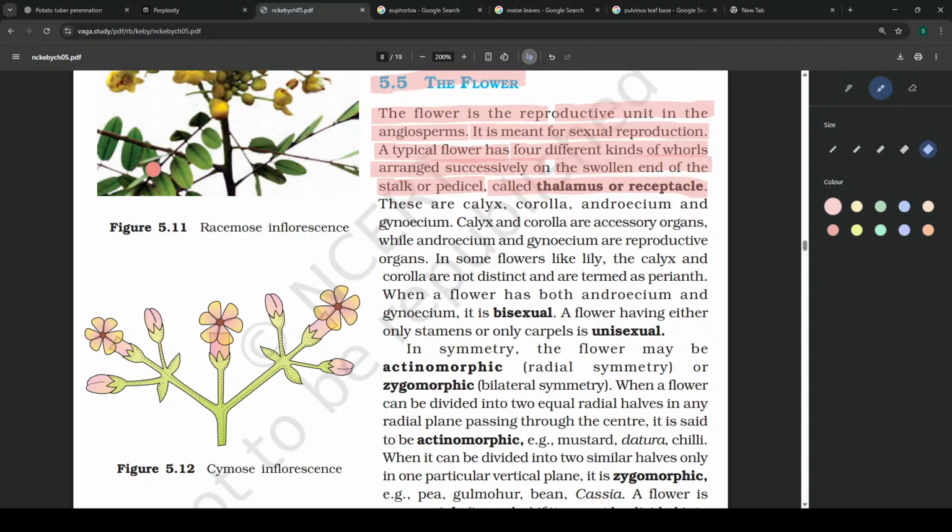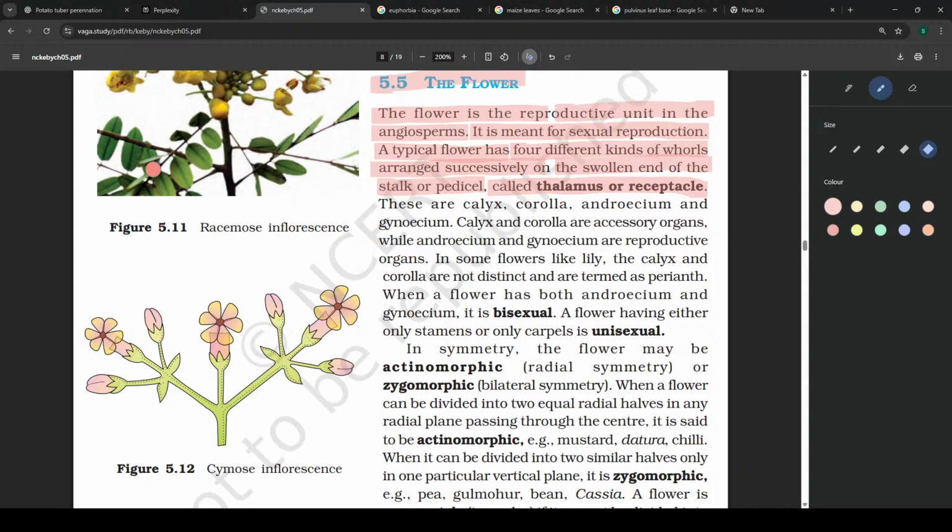The first whorl is the calyx, that is sepals. The second whorl is corolla, the petals. The third whorl is the androecium, that is the male reproductive organ. And the fourth whorl is the gynoecium, the female reproductive organ, and these four whorls are arranged on a swollen end of the stalk.